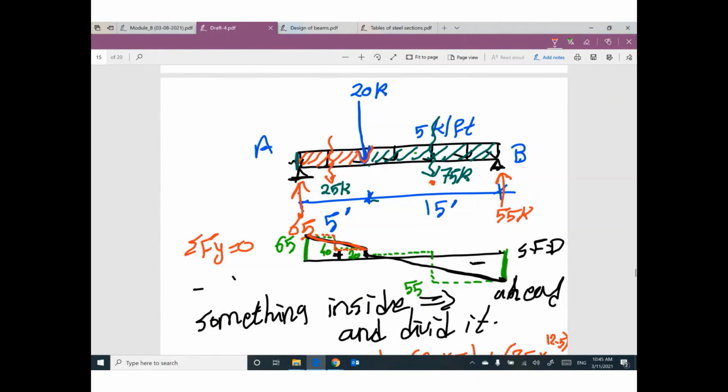Okay. If you have any issue with any beam, you can use RISA if you cannot figure out the shear force diagram or bending moment diagram.